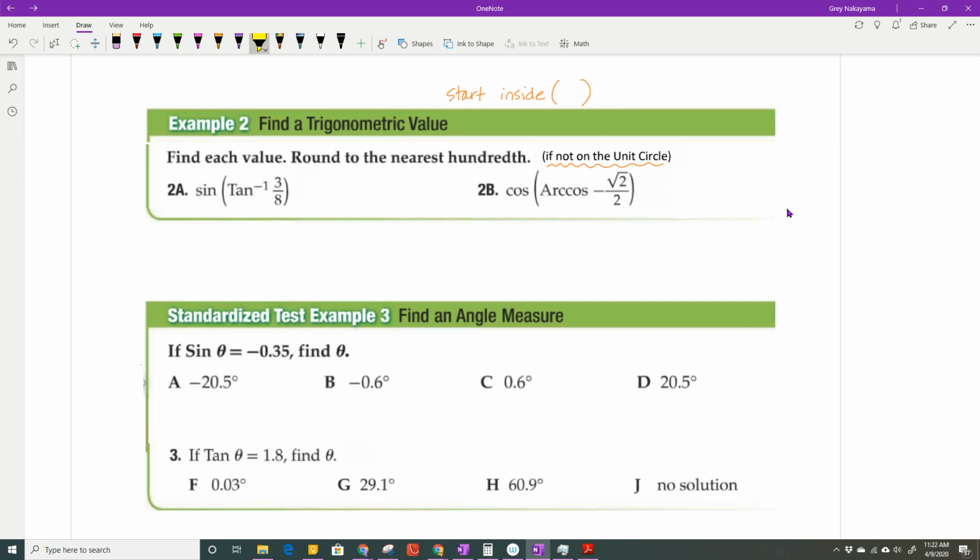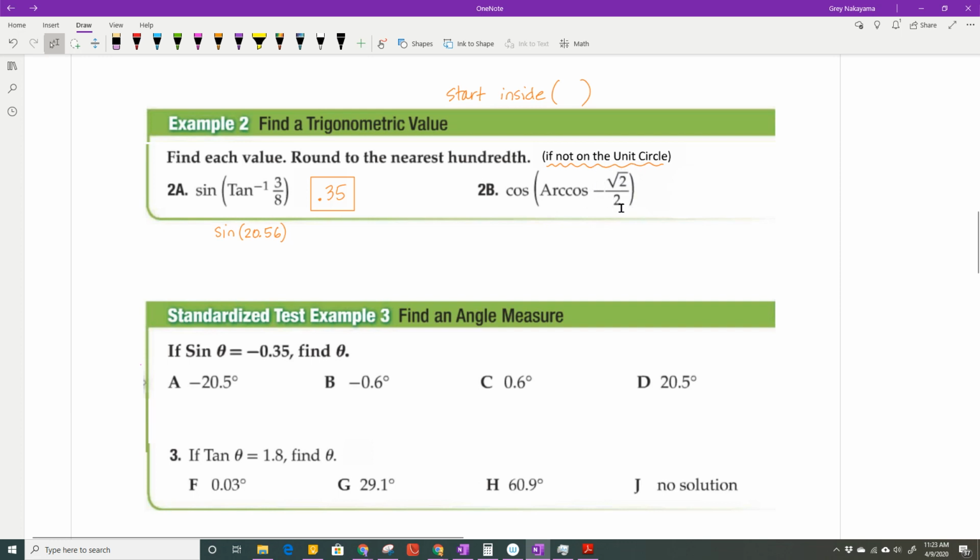So inverse tangent of 3/8, you're going to punch that in your calculator. Rounding to the nearest hundredth, inverse tangent of 3/8 is 20.56. So now all I did was replace that expression with 20.56. If you need any help with your calculator, please let me know. So now on my calculator, I'm just going to punch in sine of 20.56, and that'll give me an answer of 0.35.